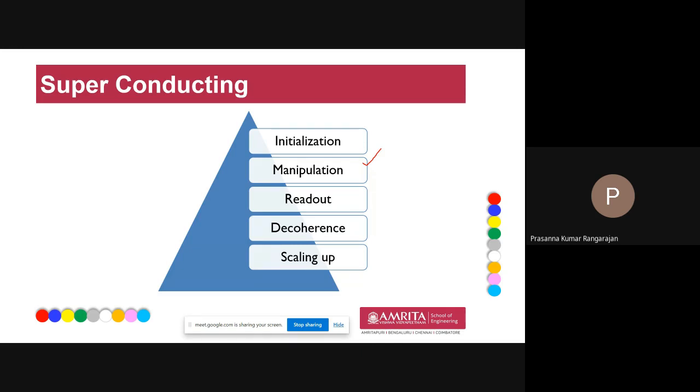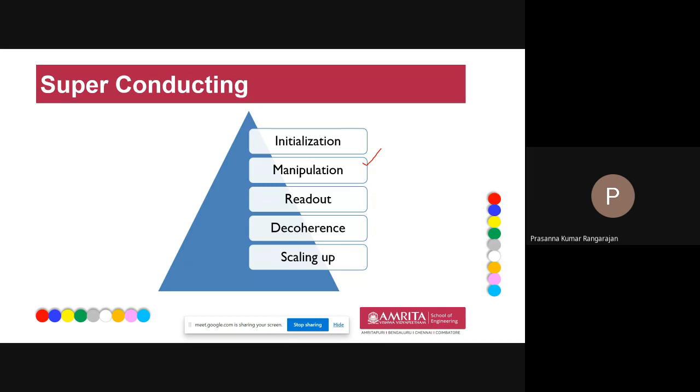And of course, the last one is scaling up. We have heard about the word scalability; here, scaling up refers to almost the same meaning. They are used to build practical quantum computers, scaling up the number of qubits and the complexity of the circuits that are being developed. So superconducting qubits are the leading candidates for building the large-scale quantum computers that we use today.